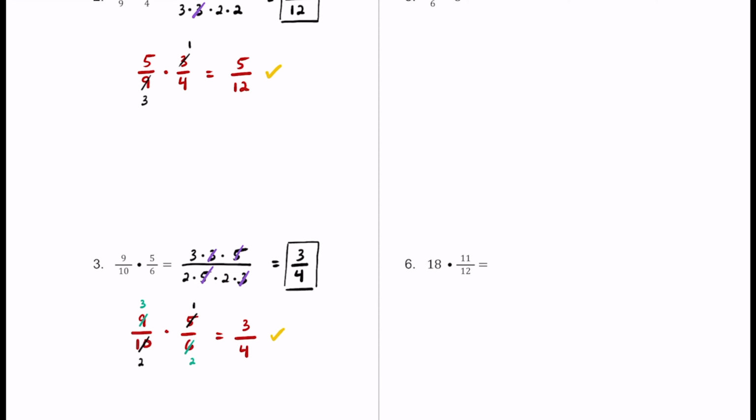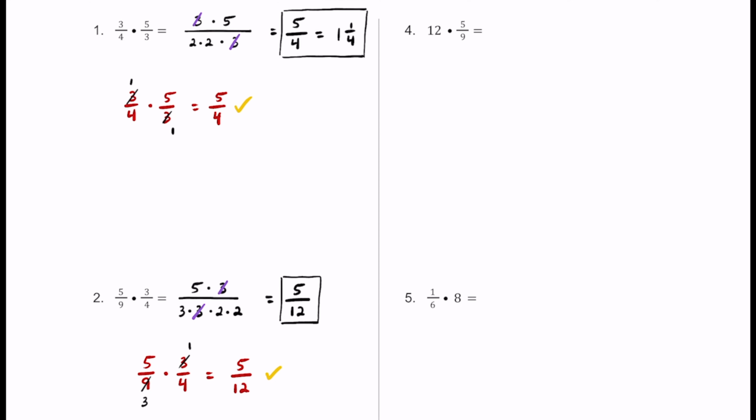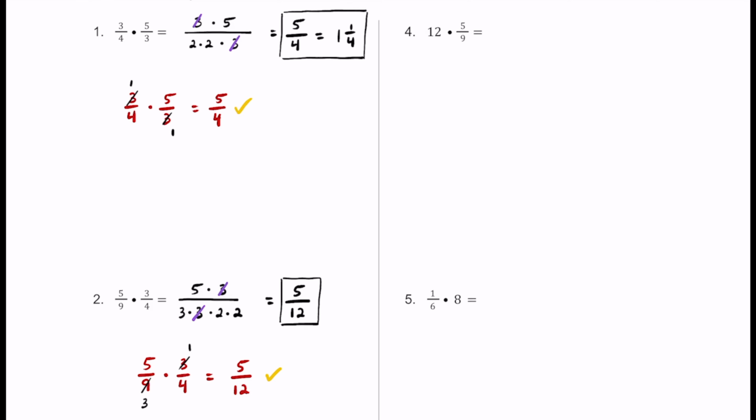Moving on to number 4. For this one, looks like we have a whole number. Okay, interesting. So 12 is going to be the same thing as 12/1. So I'm going to rewrite this as 12/1 multiplied by this 5/9. All right, so that's going to be something we want to do first to make sure we have numerators and denominators. Now, what does 12 break into?